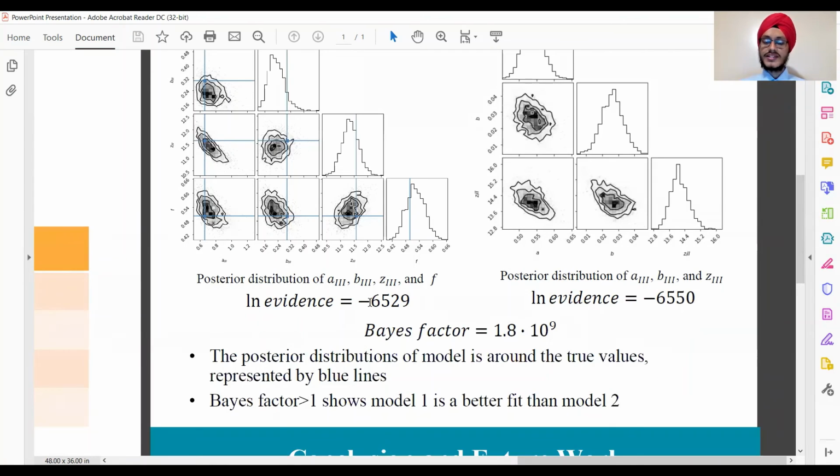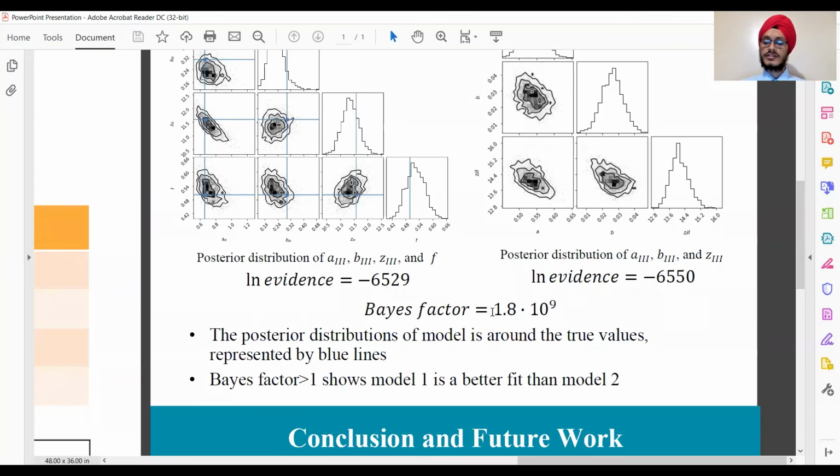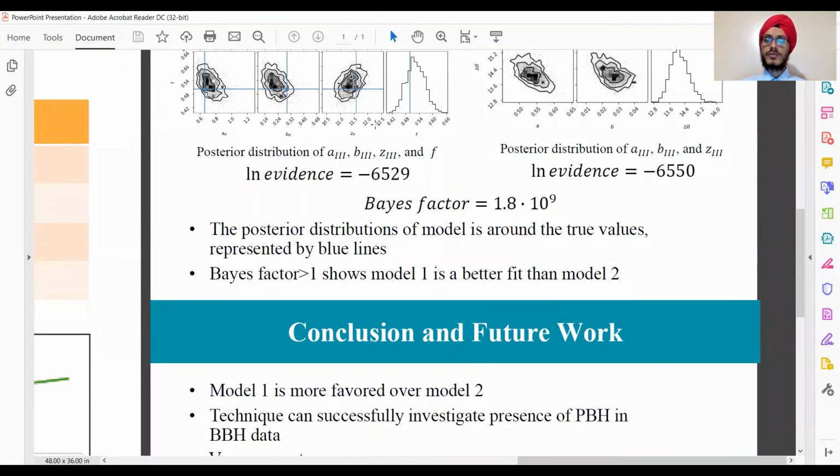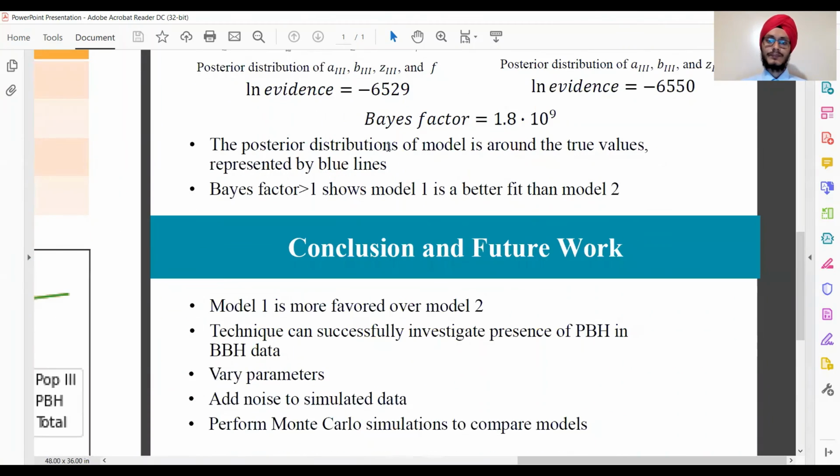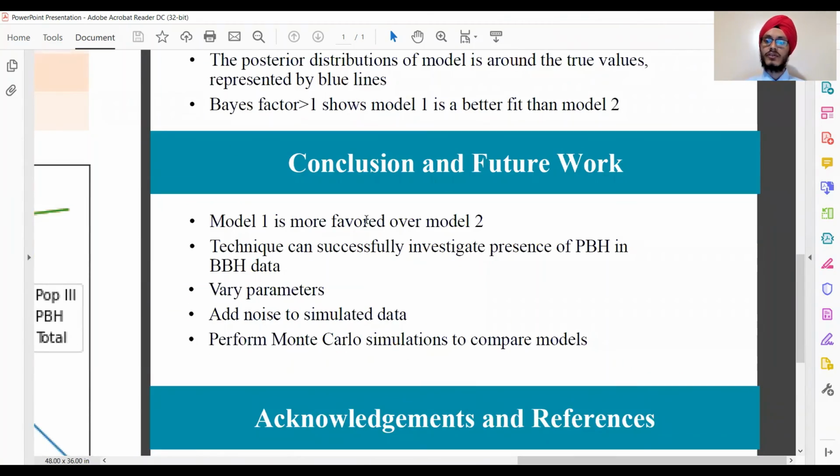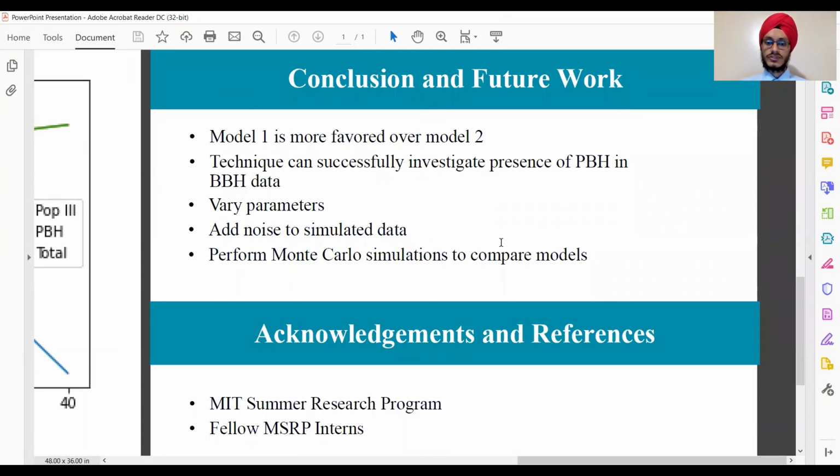If we look at the evidence values, which is a number that tells us how good of a fit a model is to the data, you can see that the first model has orders of magnitude higher evidence than the second model, which gives us a Bayes factor of about 10 to the 9, representing that the first model is a much better fit for our data. So we concluded that model 1 is more favored over model 2 for the simulated data, and that this technique can successfully investigate the presence of primordial black holes in BBH data that we would get from future detectors.